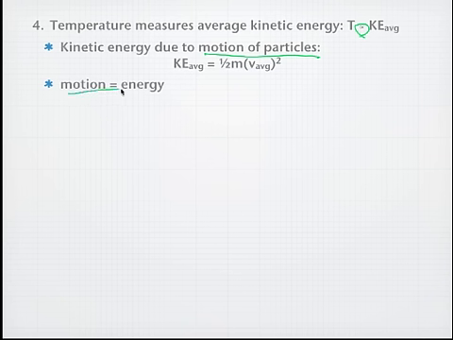And motion is equal to energy. Now, temperature is proportional to kinetic energy. Kinetic energy, in turn, is proportional to the average velocity squared.